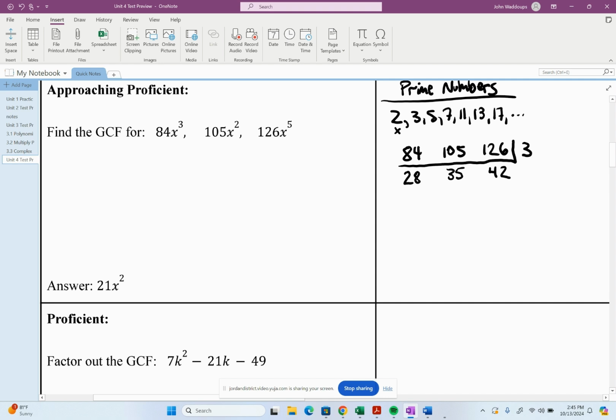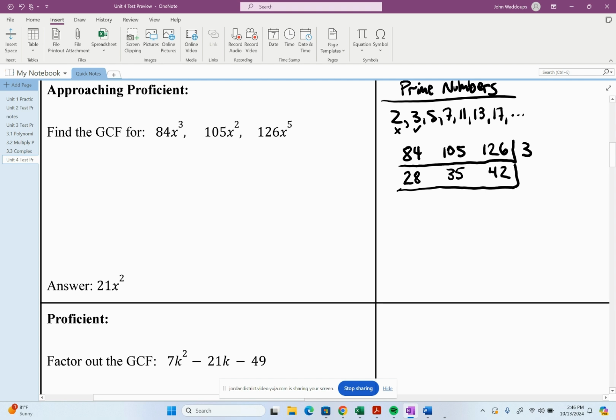At this point, I'm going to ask myself again, can I divide 28 by 3? Well, 2 plus 8 is 10. 10 is not divisible by 3. So I'm not going to try to divide. I want to divide them all by the same number. And so we're done with 3. We found all that we could.